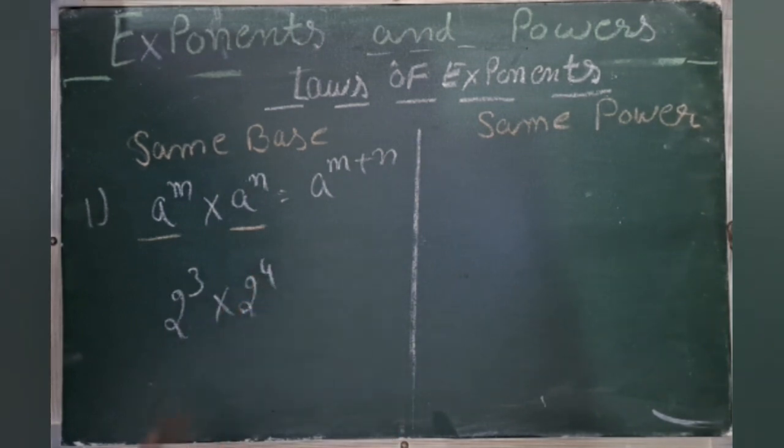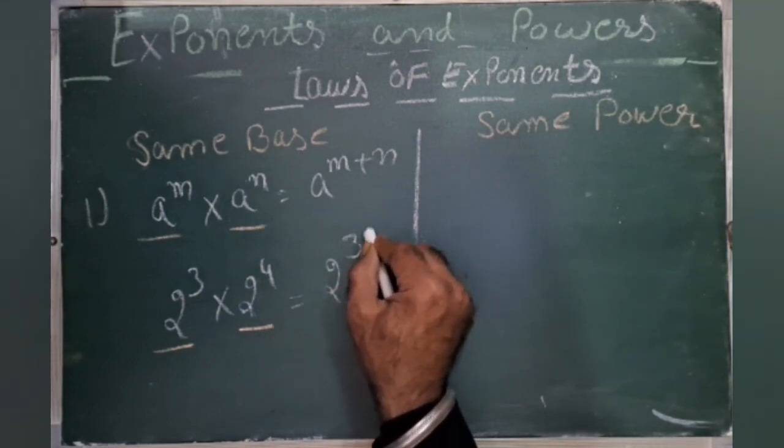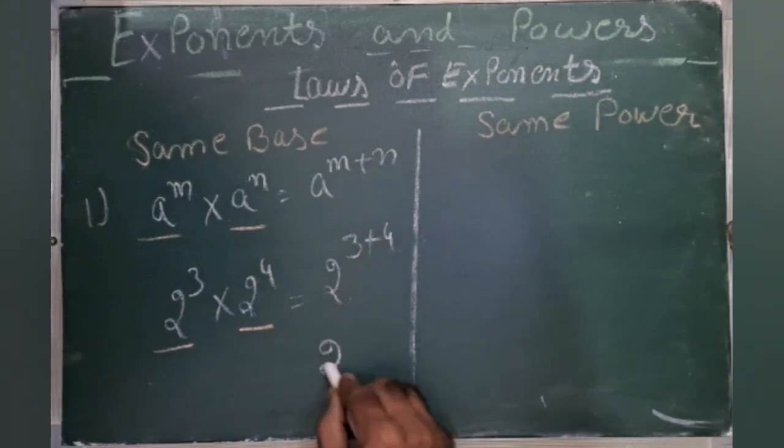Like for one example, if I write 2 power 3 multiply 2 power 4. So in this case the base is same. What is the base in this? 2. This 2 and 2, the base is same. So in this case we add the powers. So 2 power 3 plus 4, that is 2 power 7, right?